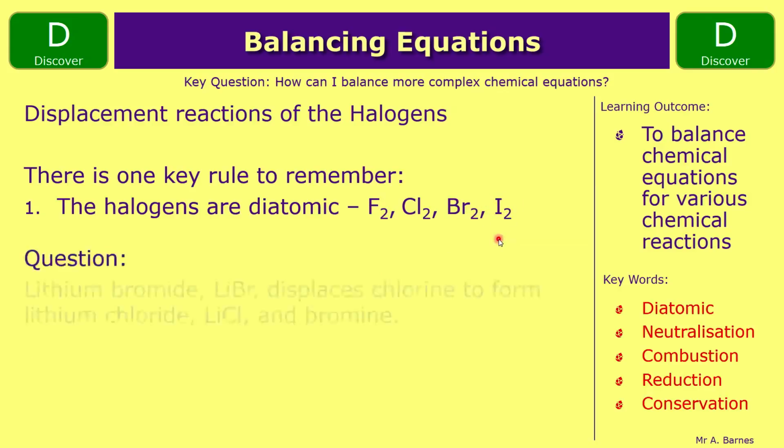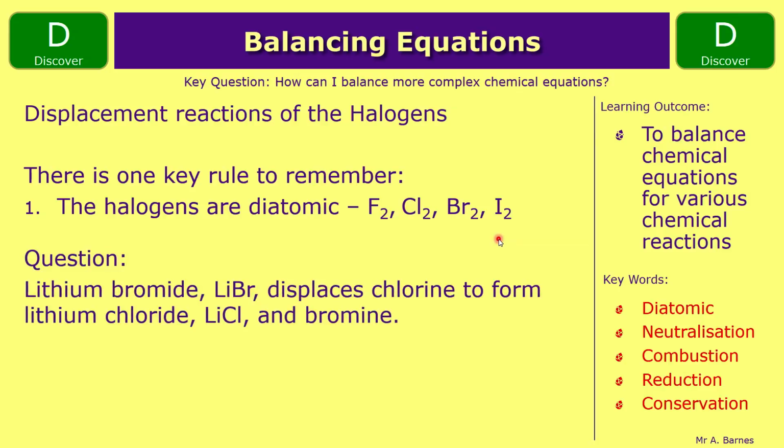So if you get a question like this that says lithium bromide LiBr displaces chlorine to form lithium chloride and bromine, and they give you the actual compounds lithium bromide and lithium chloride, it should be fairly straightforward. So let's have a look how you do that then.